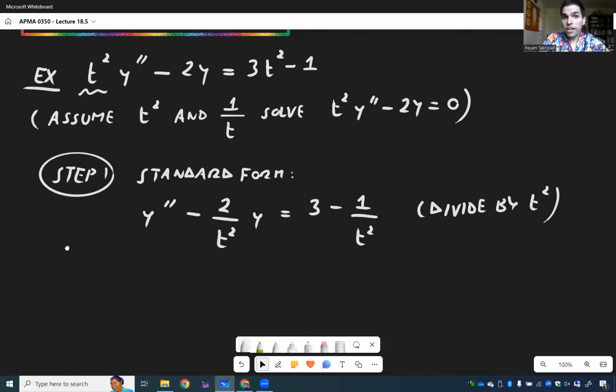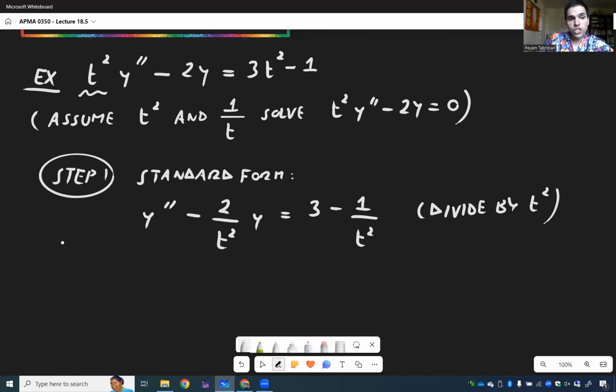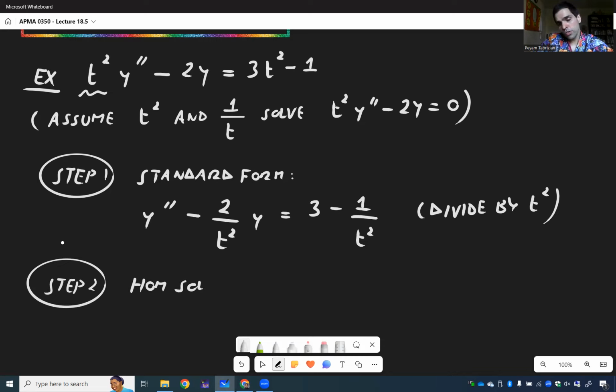And now, what we want is the homogeneous solution. Well, we know that t squared and 1 over t solve the homogeneous equation. This is like saying e to the 2t and e to the 3t solve the homogeneous equation. So the homogeneous solution is just a linear combination of those two. So it's just a times t squared plus b times 1 over t.